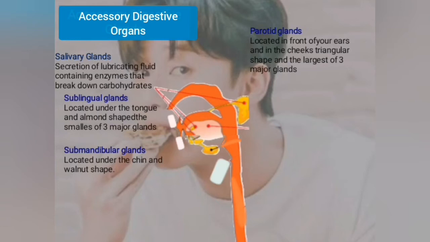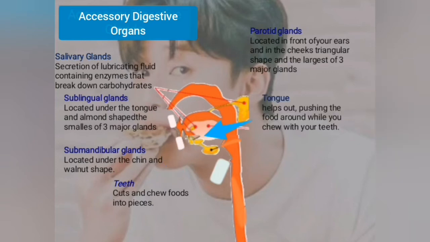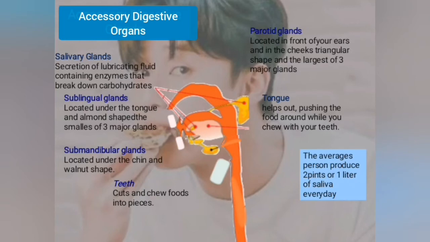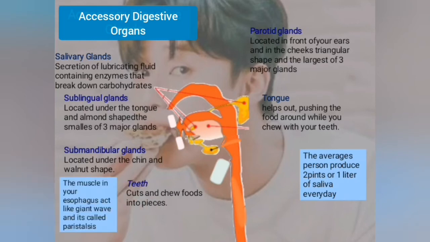called sublingual glands. Also included are the teeth that cut and chew the food into pieces, and the tongue, which helps push the food into your throat. The average person produces 2 pints or 1 liter of saliva every day. And the muscles in your esophagus act like a giant wave called peristalsis.